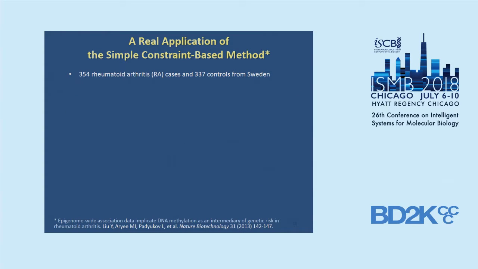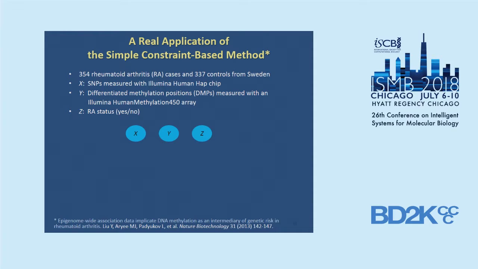So let me show you a real example. This was a study from Sweden with 354 rheumatoid arthritis cases and 337 controls. And X were basically SNPs that were measured. There can be different values for X depending on the gene, the SNP. Y was differentiated methylation positions, and there can be many different types of variables Y depending on where you locate it. And then Z is rheumatoid arthritis status, yes or no.